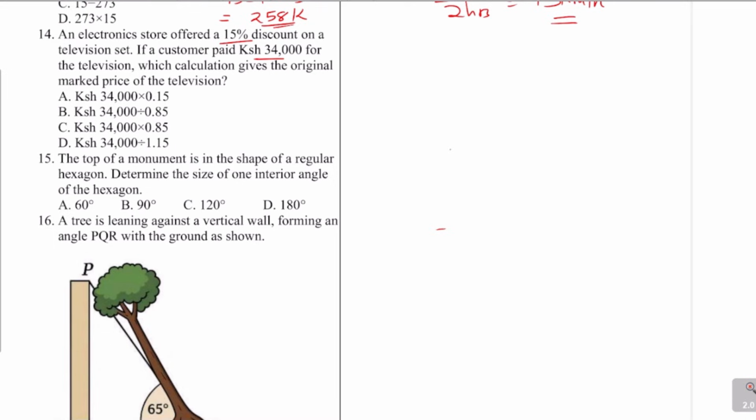So assume that the original price, or the marked price, was 100%, and after the discount, subtract the discount 15%. So that means this customer bought this set at 85% of the original price, not 100%. 100% is the marked price of the original. So after the discount, we subtract 15, so the customer bought it at 85% of the original.